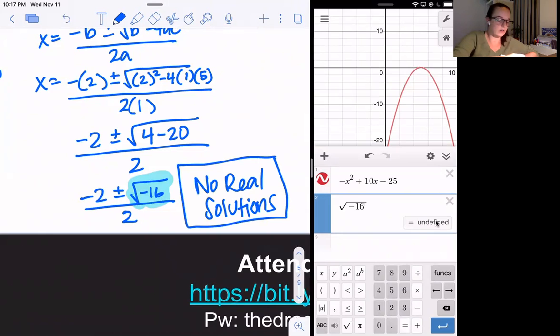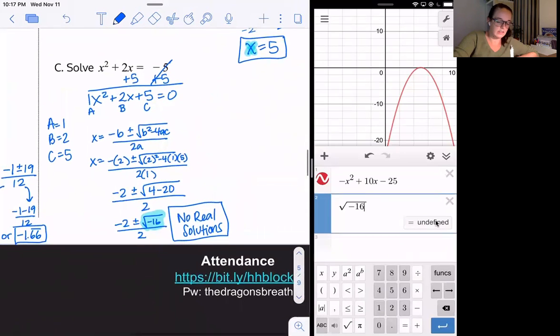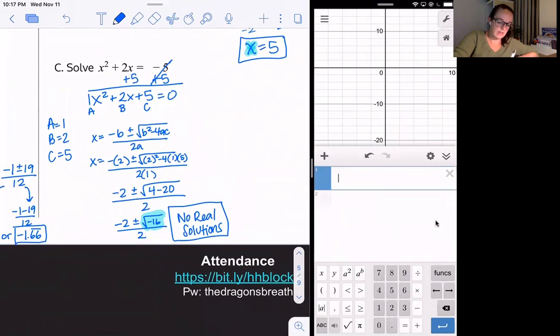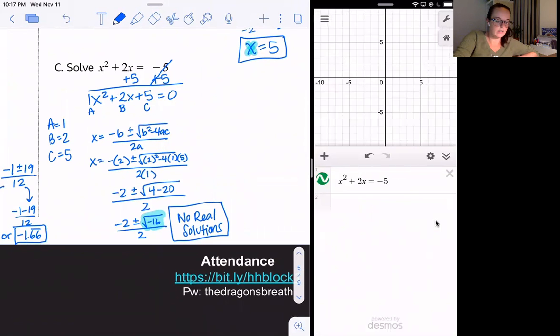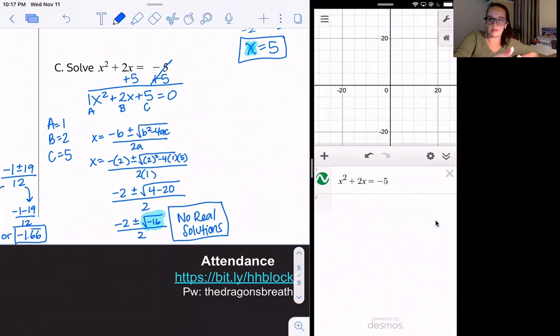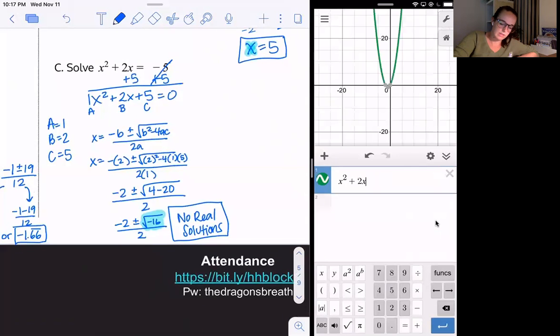So then you might be asking, okay, well, how do I check my work for that one? Let's go ahead and check it. If we do x squared plus 2x equals negative 5, our graph does not appear. There is no graph. That's not that helpful to me. So I can go ahead and move that 5 over just like normal, because I do want to make it equal to 0. I'm going to say plus 5. And now I can see, oh, there is my parabola.